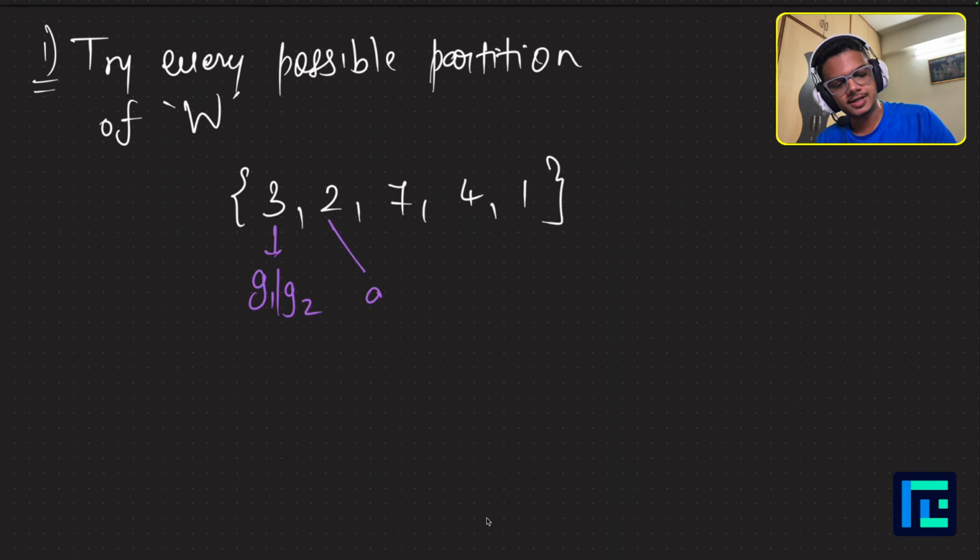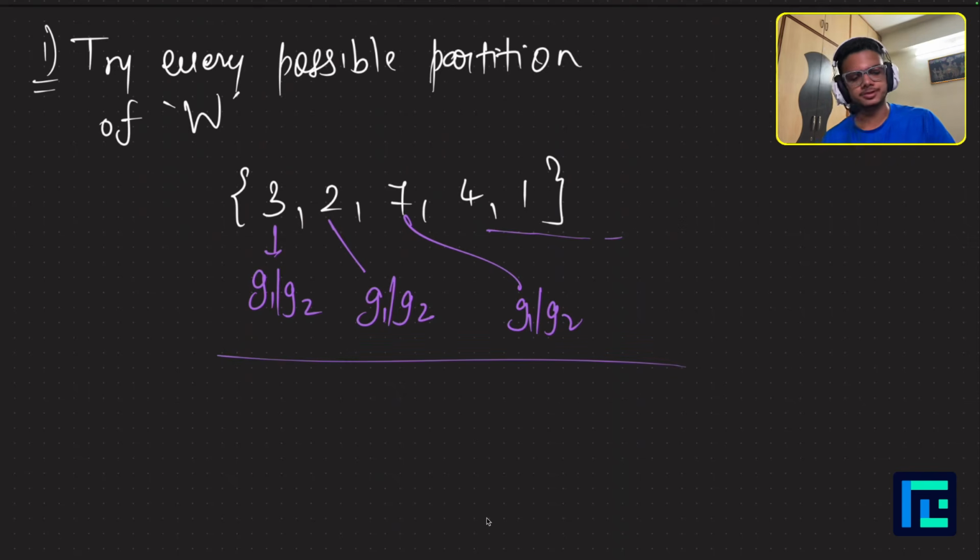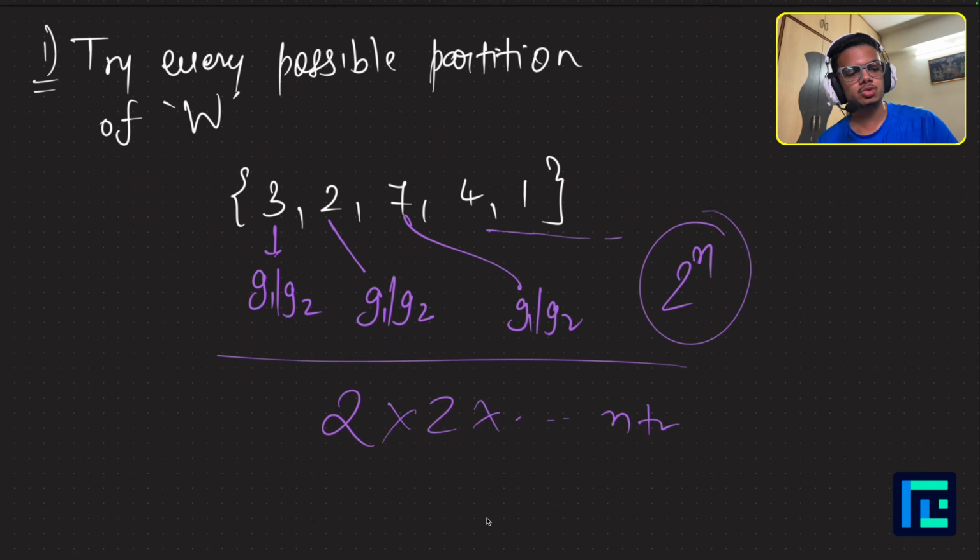For this second guy, I have two options. Either it can be part of group 1 or group 2. For this guy, I also have two options. Either it can be part of group 1 or group 2, and so on and so forth, right? So for every element, I have two options. So 2 into 2 into 2 and so on, n times. So we have 2^n possible partitions, right?